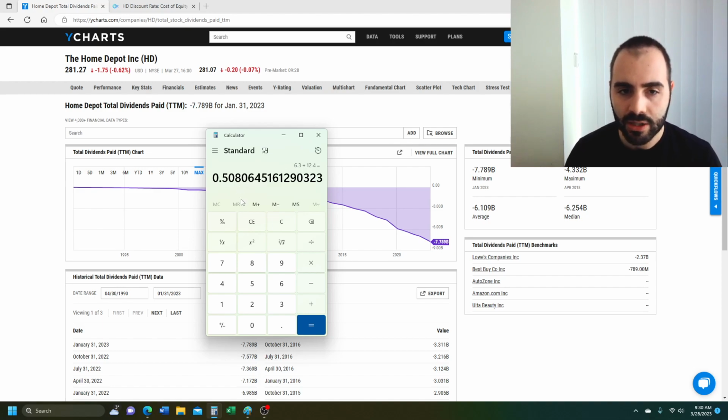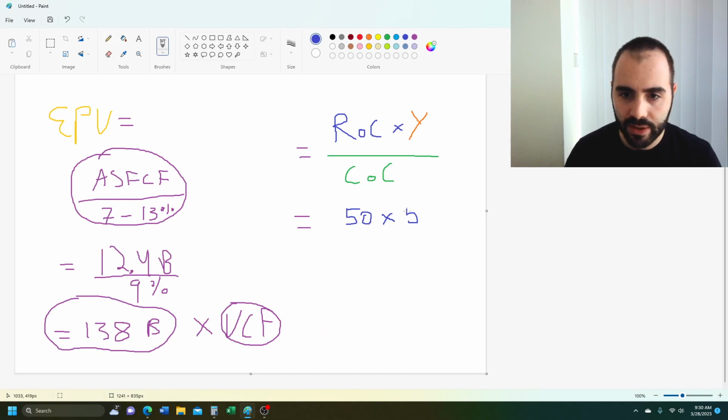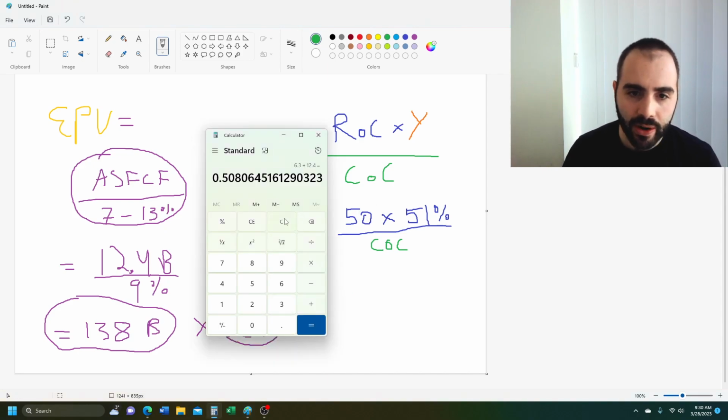The reinvestment rate is 51%. So let's go to paid here, times 51%, divided by, now, the cost of capital. And this cost of capital is going to be the same cost of capital that we used in our earnings power value calculation. So 50 times 51, I mean, we don't have to be super accurate.